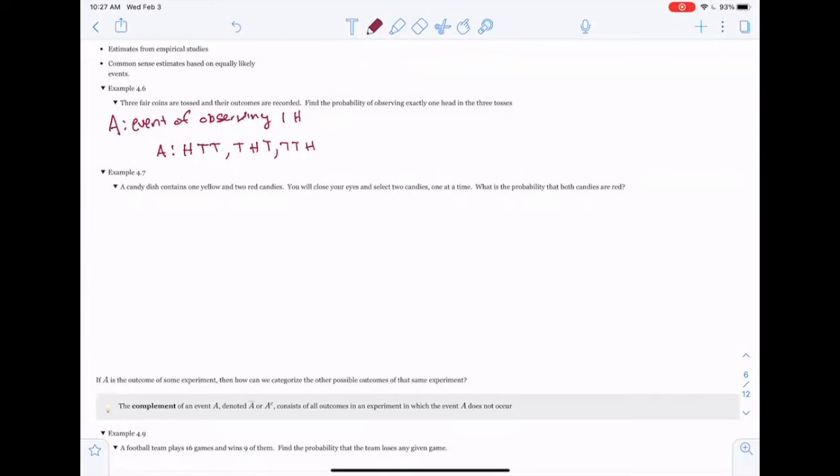So what's the probability of each of these events? Well, we said an event can be made up of all of these simple events. The probability of each of these is going to be 1/8. So the probability of A is going to be 1/8 plus 1/8 plus 1/8, or 3/8.